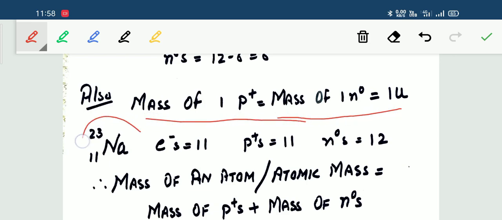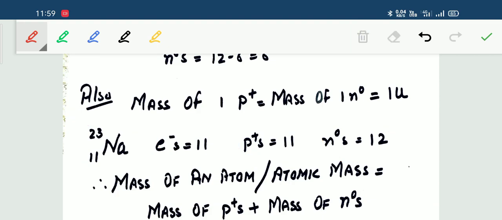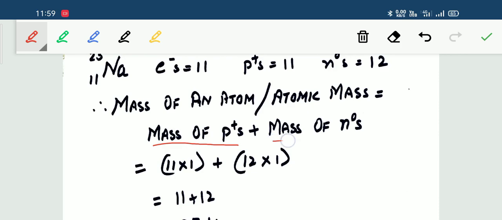Now, considering the example of sodium, here number of electrons are 11, protons are 11 and neutrons are 12. Therefore, the mass of sodium atom, that is atomic mass of sodium, as already discussed, will be equal to sum of masses of only protons and neutrons. Electrons we are rejecting because they are very small in size. Their masses are so small that they do not contribute anything to the overall mass. So basically mass of an atom is equal to sum of the masses of protons and neutrons.